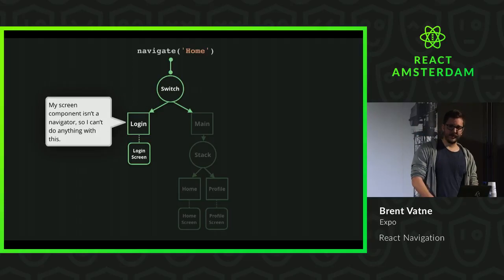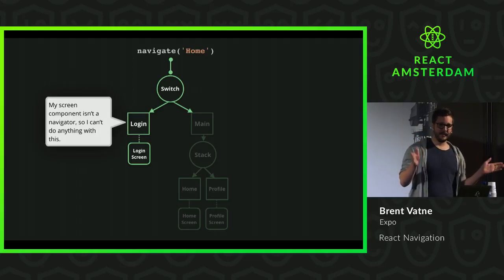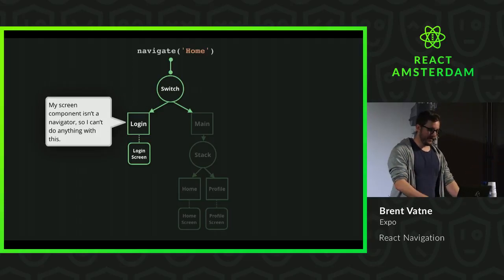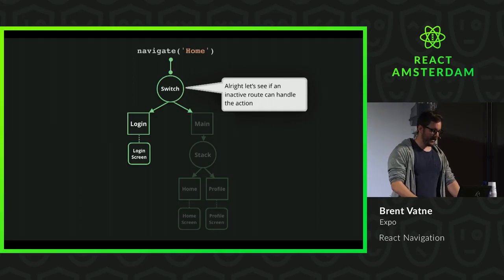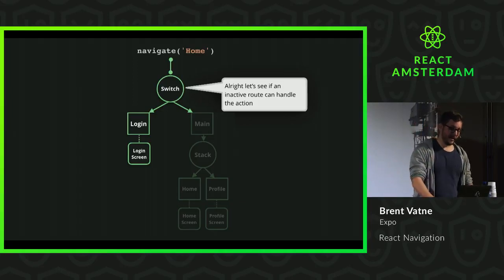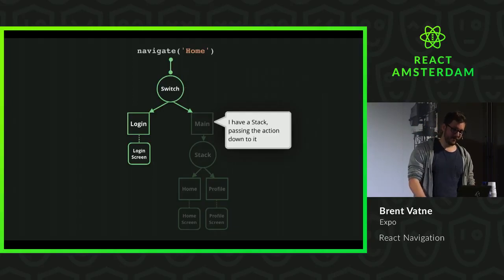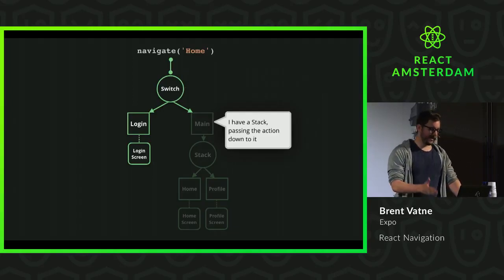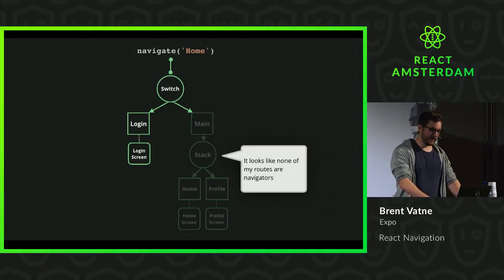The active route says, hey, I'm not a navigator. I don't know what to do with this thing. Yeah, not me. And so the navigator then says, OK, well, let's see, maybe the inactive route, or if there were multiple ones, one of the inactive routes can handle this. So it goes and it asks main. Main says, yeah, I have a stack. Let's check this out.